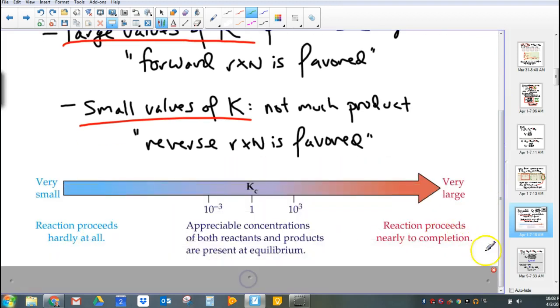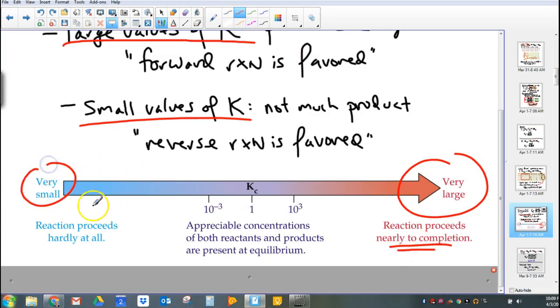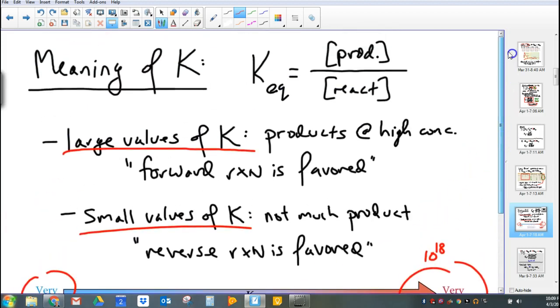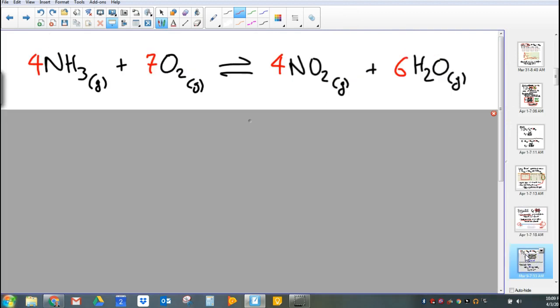So here's a sort of cartoon version of the same thing. Once again, if the values of K are very large, the reaction goes nearly to completion, mostly products. If the value is very small, and that can be 10 to the negative 12th, a large one could be 10 to the 18th, anyway, if the number is very small, the reaction hardly proceeds at all. Very, very little product again.